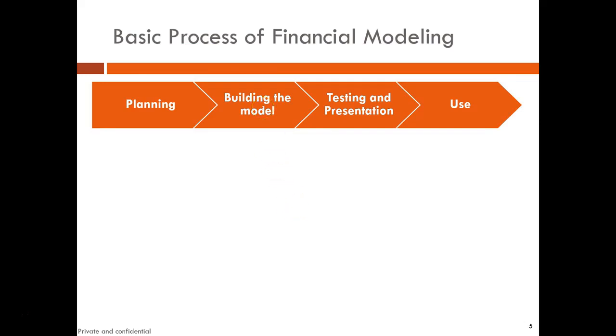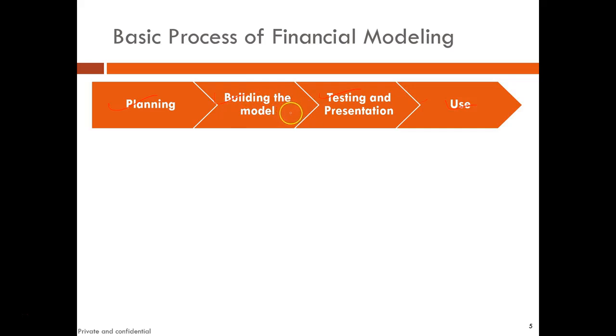Basic process of financial modeling. What process do you follow to fill the financial model? Financial model has 4 basic steps. 1. Planning. 2. Building the model. 3. Testing and presentation. 4. Use. Planning. What does planning entail?